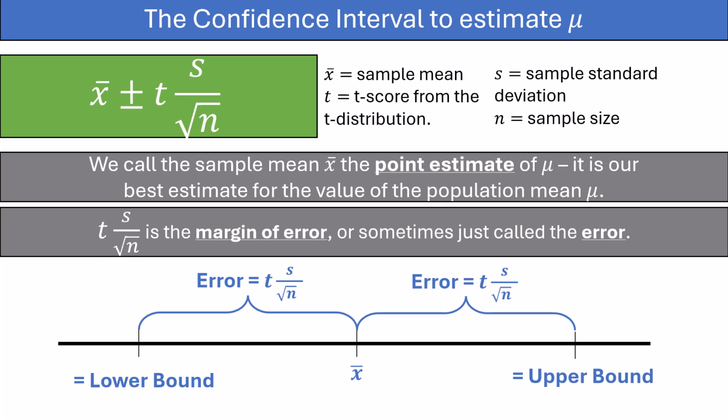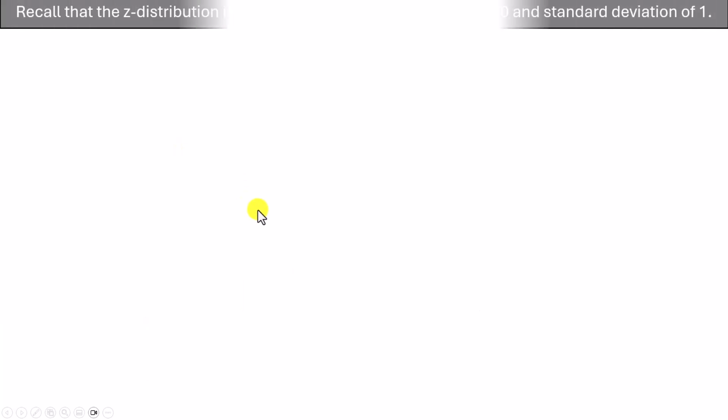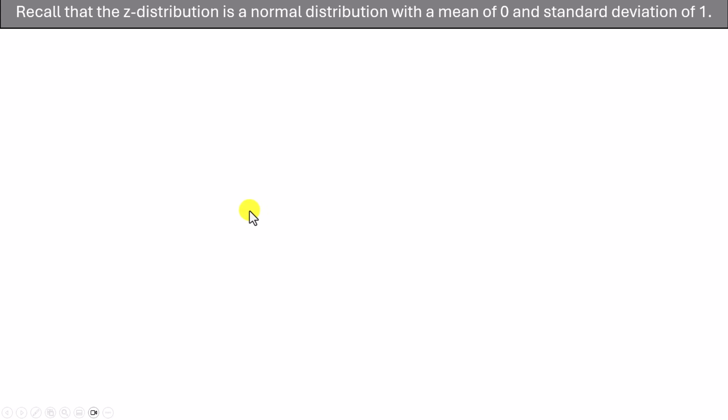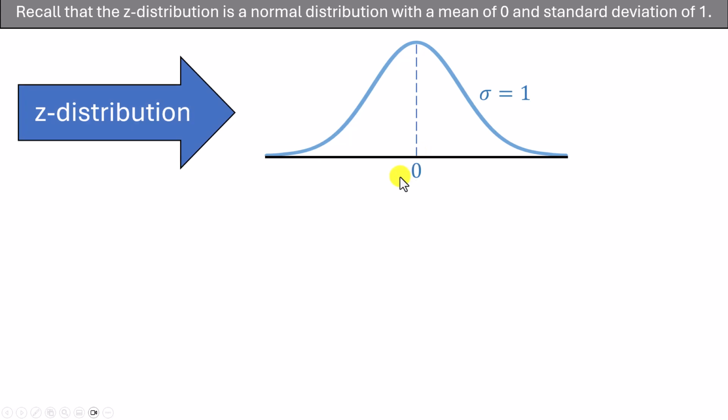Okay. Before we can look at a full example, we need to discuss the t-distribution and the t-score. So recall that the z-distribution is a normal distribution that has a mean of 0 and a standard deviation of 1, and looks something like this. The z-distribution utilizes the population standard deviation.